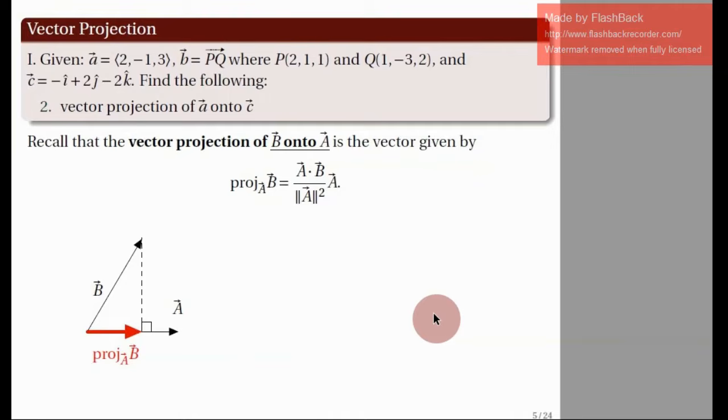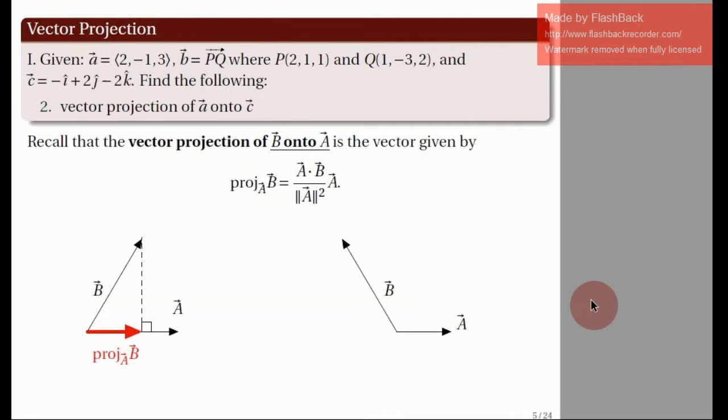This particular diagram though is only applicable when the angle between vector B and vector A is less than pi over 2. What if the angle between them is more than pi over 2? So consider this vector B and this vector A. Here we see the angle between them is more than pi over 2. How will the vector projection look like?